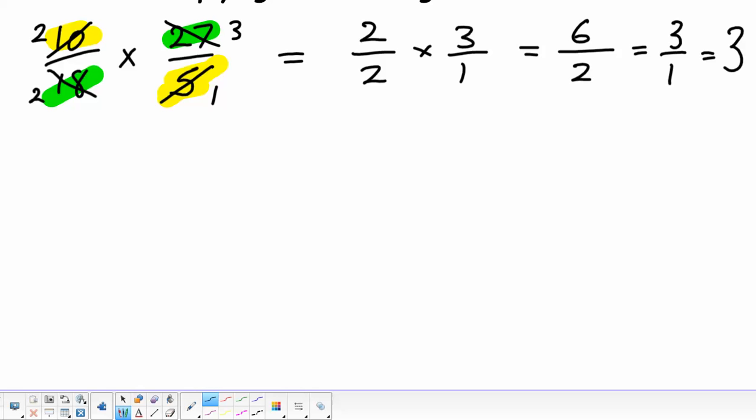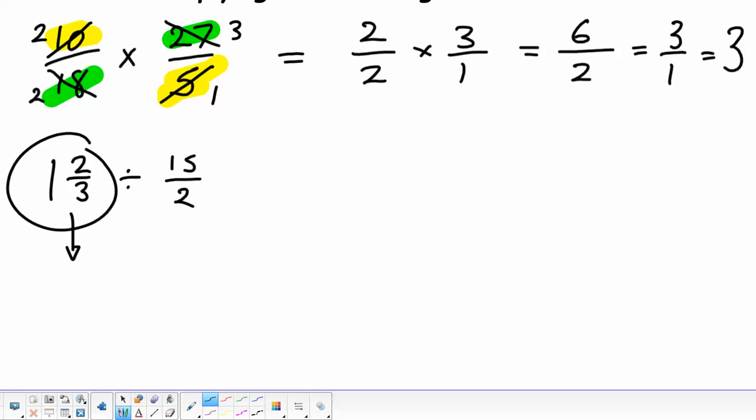Now for the second and final part of the demonstration, we'll look at a divide. This time we'll deal with a mixed fraction. So we've got 1 2/3 divided by a top-heavy fraction of 15 over 2. Now the first thing that we must do is change that mixed fraction into a top-heavy. And we rewrite the question such that the mixed fraction has now been changed to a top-heavy.